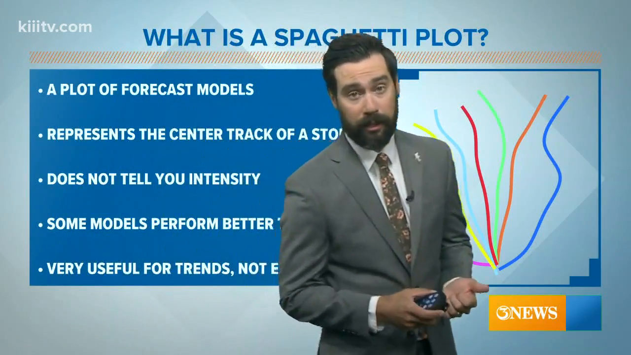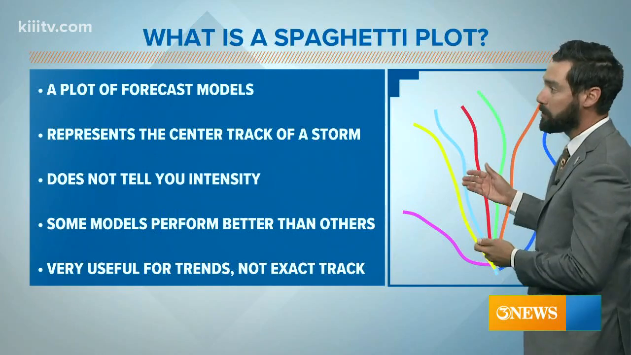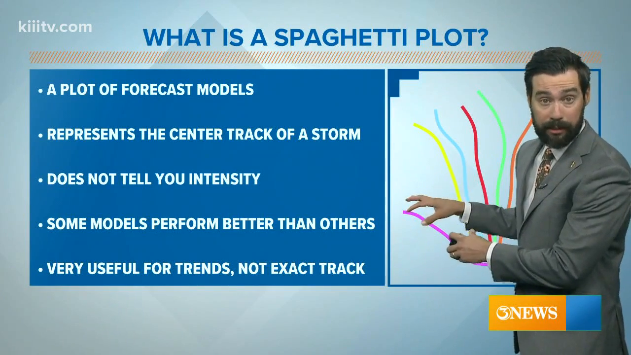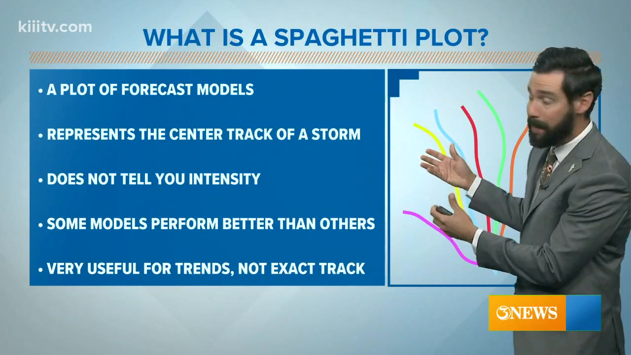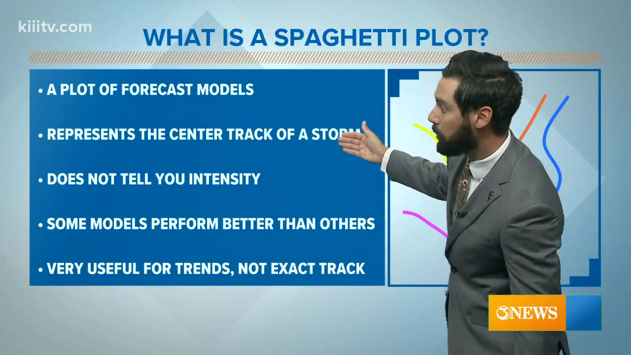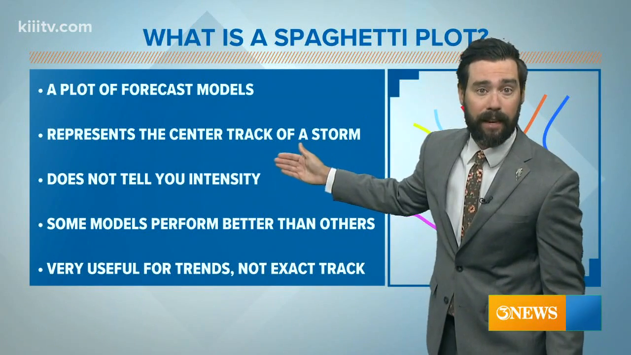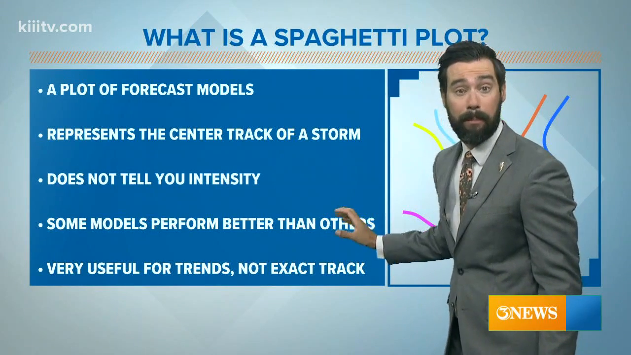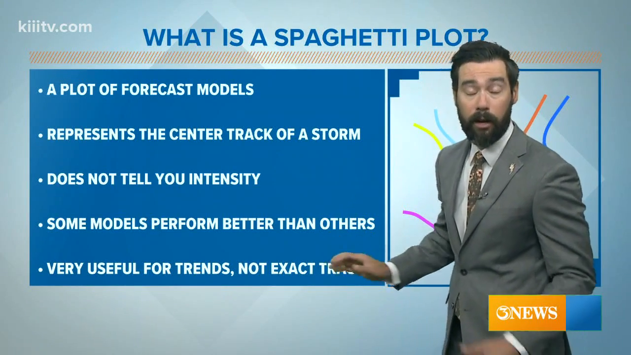These are basically different forecast models' interpretation of where the center of a possible system or developed system will be heading. This represents the middle track of the storm. It doesn't tell you anything about intensity. Some of the models perform better than others, and these can be very useful for trends.